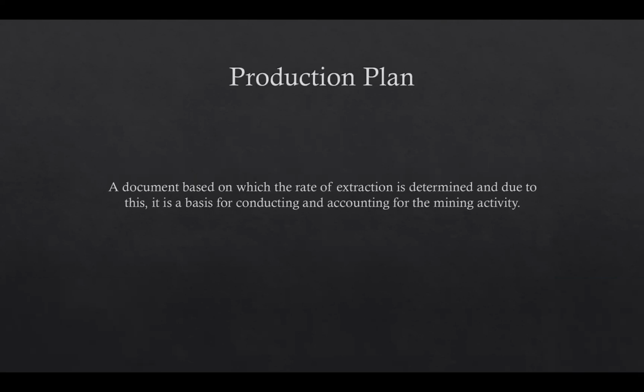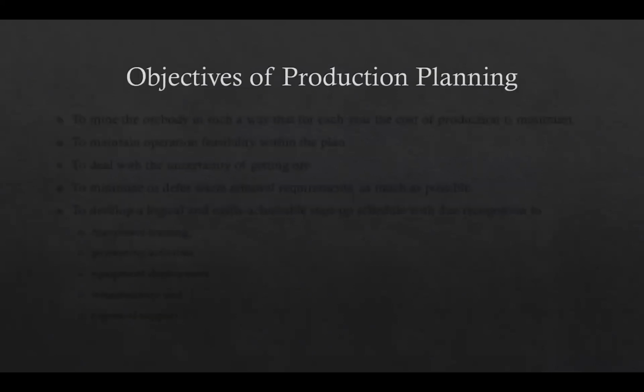First of all, what is a production plan? A production plan for a mining enterprise is a document based on which the rate of extraction is determined, that is the amount of useful resources extracted over a unit of time. And that unit of time can be an hour, a day, a month, or a year, or it can be a whole mine life. And due to this, it is a basis for conducting and accounting for the mining activity. Production planning is also called extraction planning sometimes.